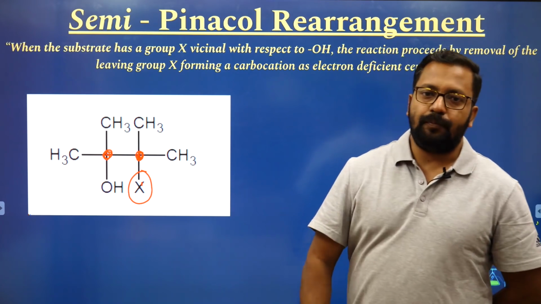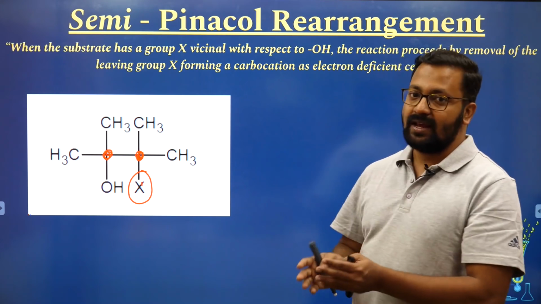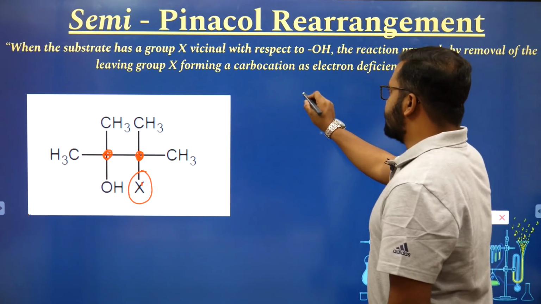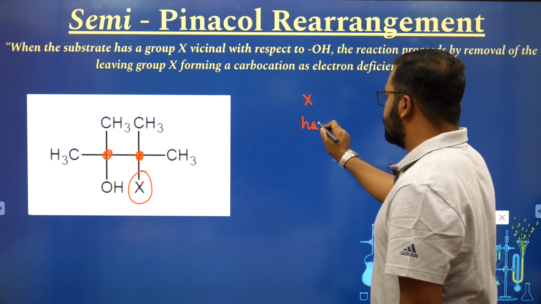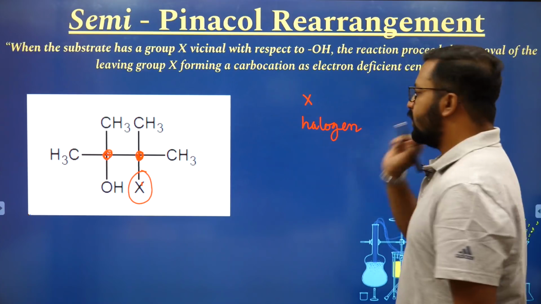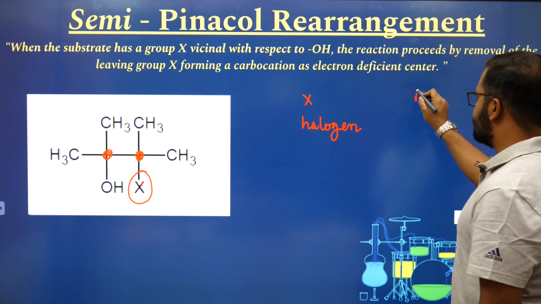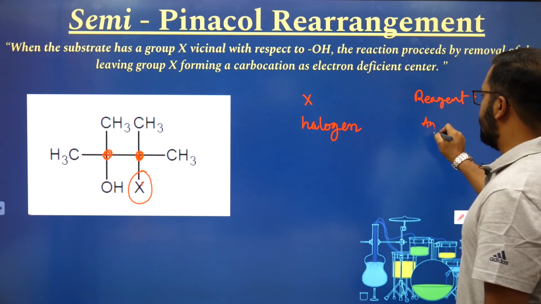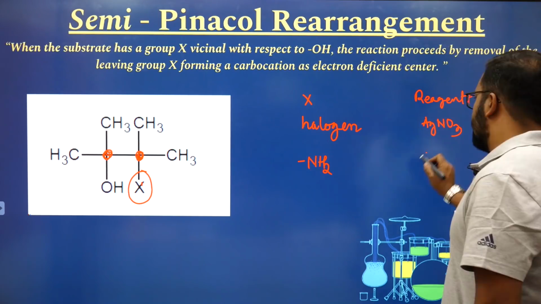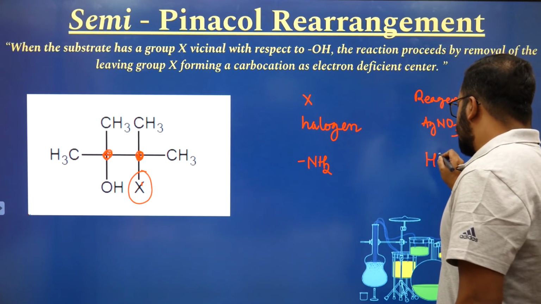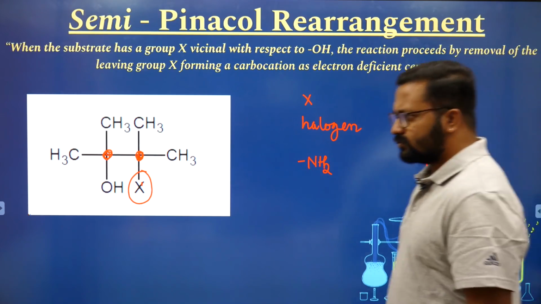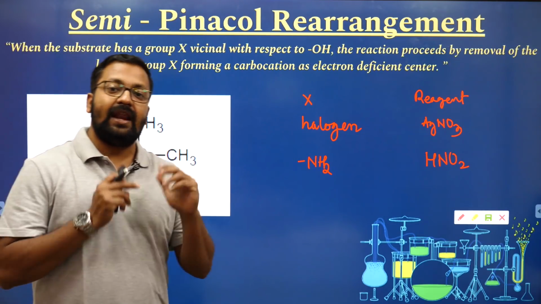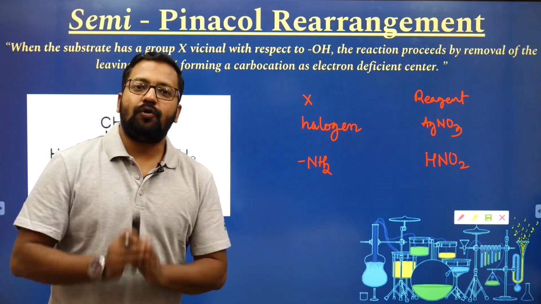Now what can this group be in an organic compound so that semi-Pinacol rearrangement can take place? This group X can be halogen. Okay, and in that case the reagent that you would use is AgNO3. Sorry, the group can be NH2 and the reagent can be HNO2. See, this is a very efficient way of directing a Pinacol Pinacolone rearrangement.